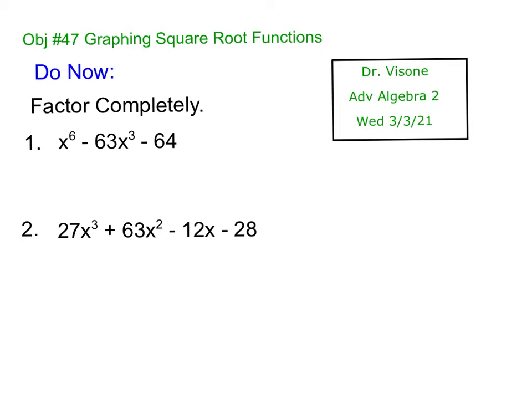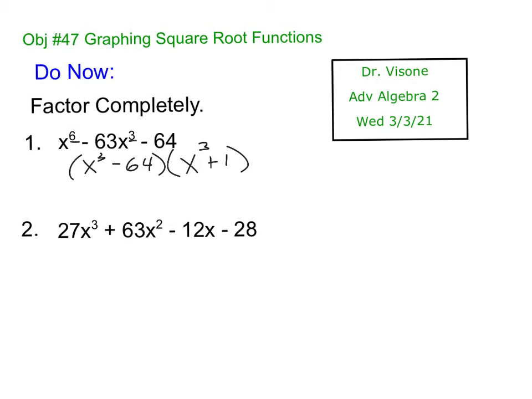Alright, so the first one, if you notice, the leading power is 6 and the middle is a 3, so that means it's an MC chart, so x cubed, and then we need to know what multiplies to negative 64 and combines to negative 63. And that's negative 64 plus 1, which gives us that negative 63. Now notice these are perfect cubes, so then we're going to use our perfect cube rule.